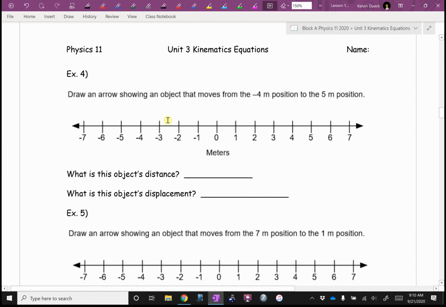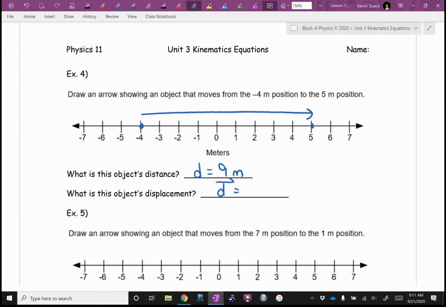Example 4 says, draw an arrow showing an object that moves from the -4 position to the +5 position. I'll freehand it. Ethan, what's this object's distance? Yes. What's this object's displacement? Again, 9 meters to the right, or what's a short way to write to the right? Are you positive?